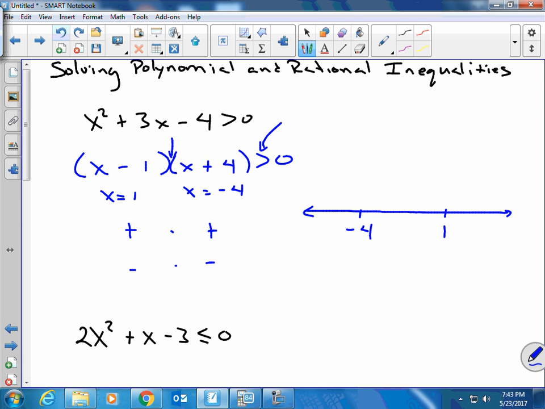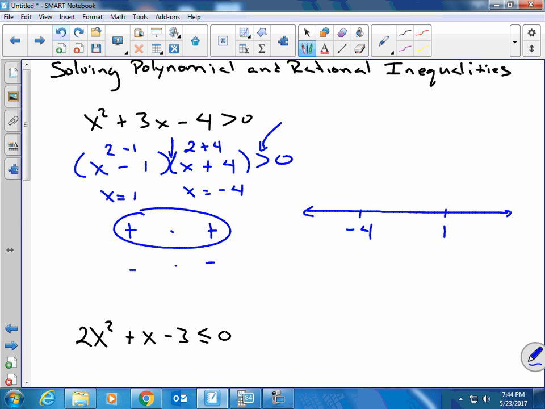Okay? Let's plug in something greater than 1, like 2. If I plug in 2 for x, 2 minus 1 is positive, right? 2 plus 4 is positive. So I have a positive times a positive.